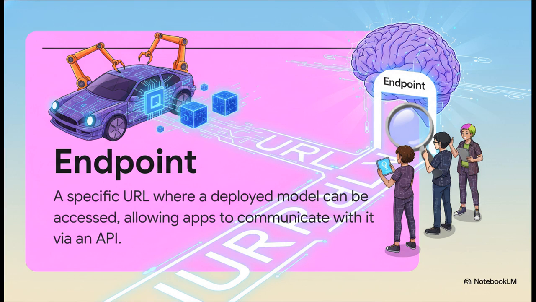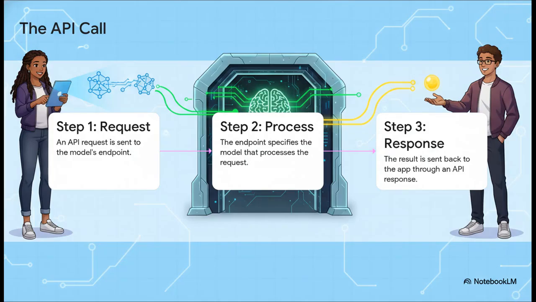Well, the absolute key is something called an endpoint. You can think of it as a special dedicated address, a URL, that acts as the bridge connecting your app to the model's brain. It's basically the front door that your app is going to knock on to ask a question. And the conversation that happens through that door, it's like a simple three-step dance.